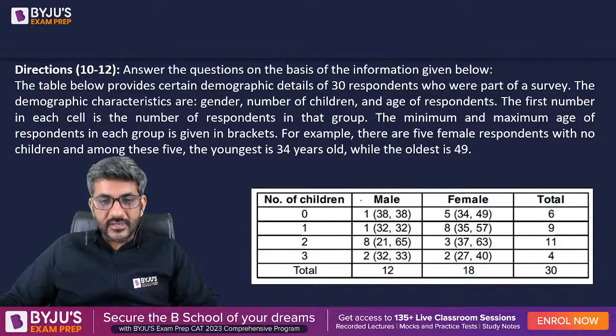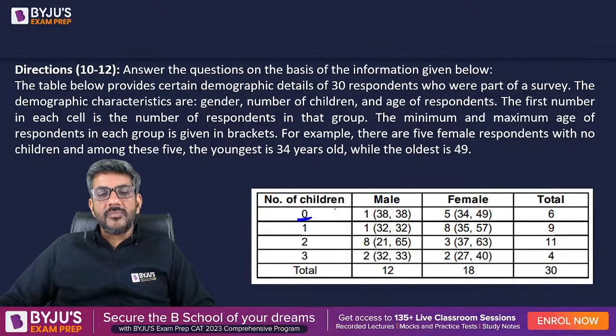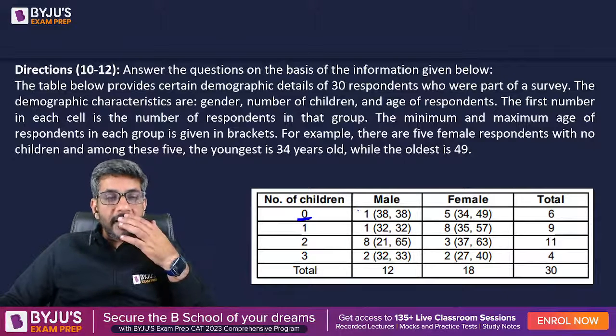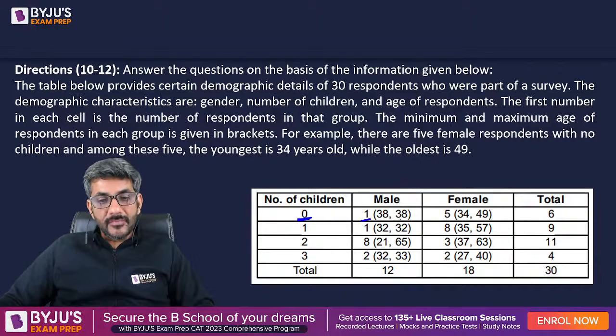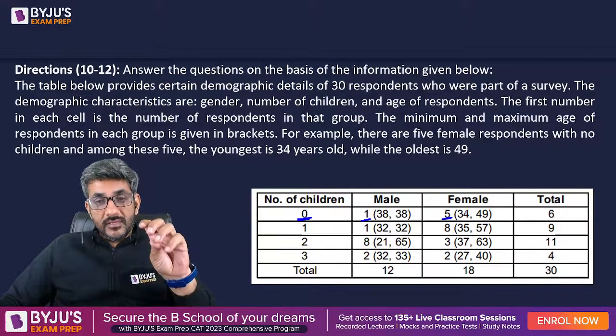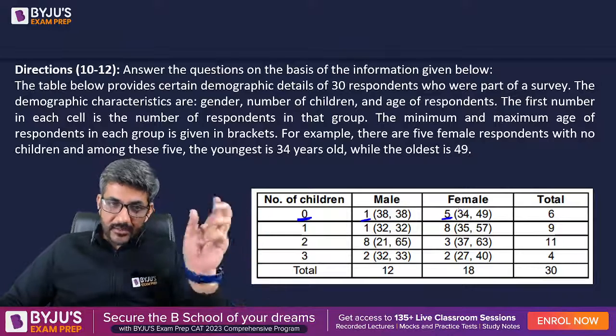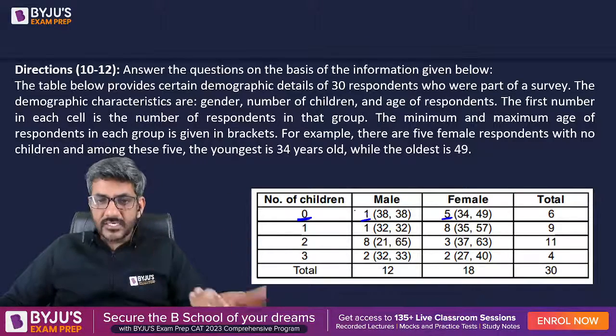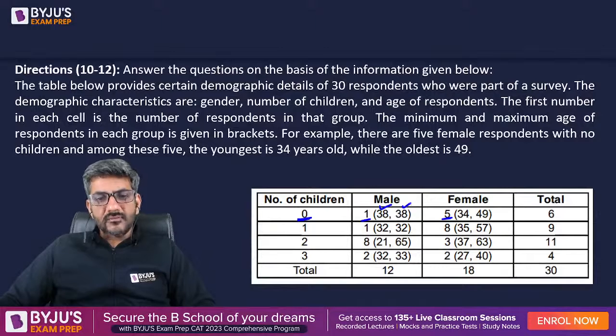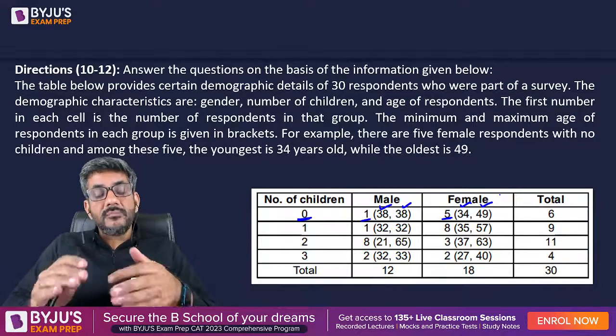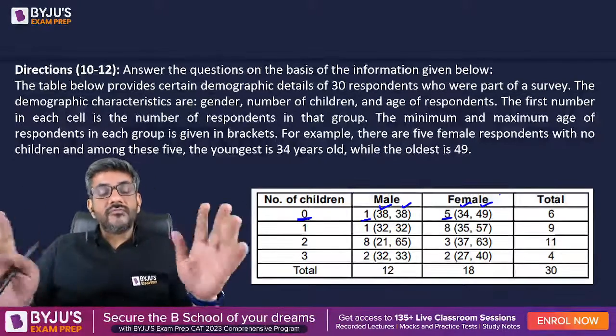So, what is he telling you here? He's saying, let us say there are these people with no children. So, how many people are there with no children? He says there is one male, there are 5 females. Figures in the bracket are given as the minimum possible age and maximum possible age of these people. Now, if there is one guy, of course, his minimum and maximum would be the same. We can straight away say that one guy is 38 years old. But if there are 5 females, the youngest among them is 34 years old, the eldest among them is 49 years old. That means the remaining 3 people are between 34 and 49 only.